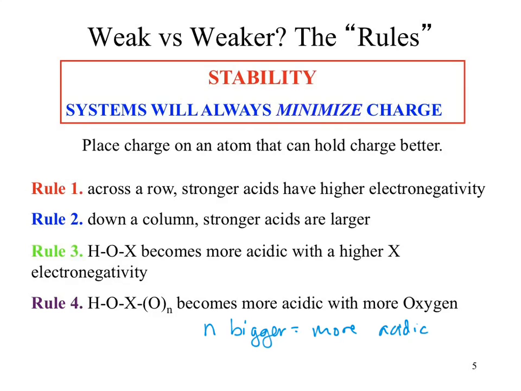Does that apply with other elements as well, besides oxygen? For other electronegative elements, yes, it does apply to other things. You'll see those other things in different classes. As far as what you are responsible for with rule 3 and 4, we're only looking at X being a halogen in both 3 and 4. And in rule 4, we're only looking at oxygens being tacked onto our halogen. Okay.